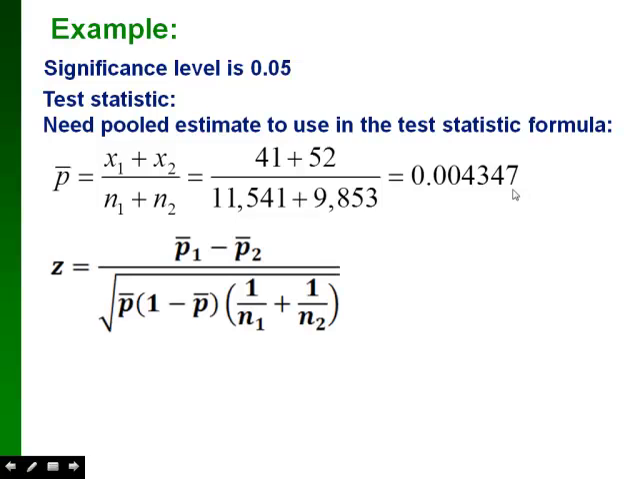And then here's our formula for our test statistic. So the pooled sample proportion is going to go here and here. And these two are our actual sample proportions for the two different samples. So where all the numbers would go in here, our first sample proportion would be 41 over 11,541. Oops, our second one, that's supposed to be a minus there. Our second one would be 52 over 9,853.